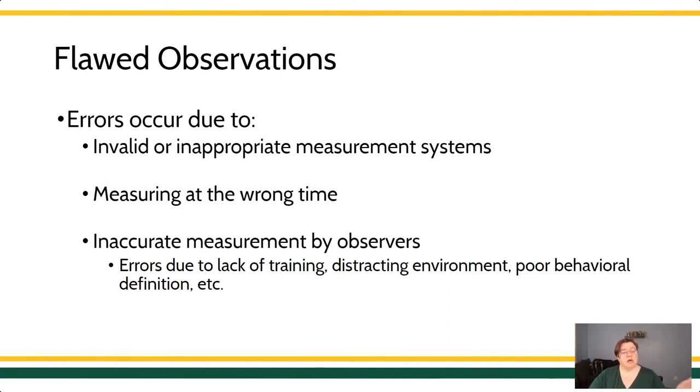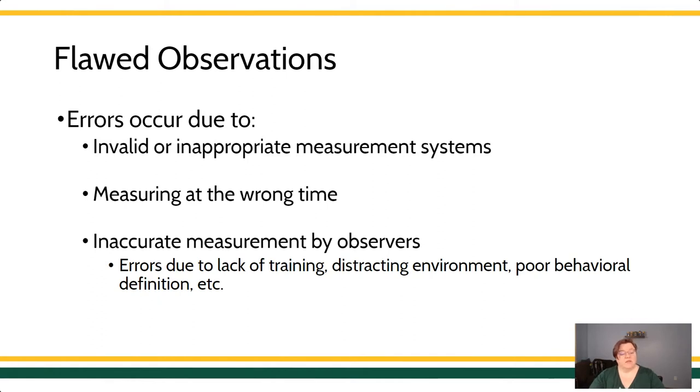If we choose a wrong method of observation or a very insensitive method of observation, for instance, if I choose whole interval recording when the behavior is actually really brief in true duration, then I'm going to miss a lot of it. So picking a bad method of observation for the target behavior is one of the reasons why the observations may not be accurate.